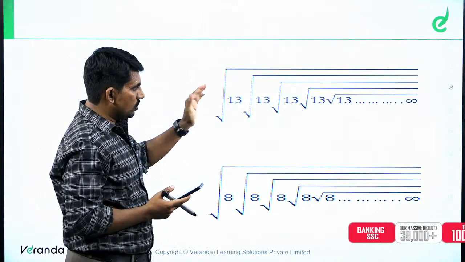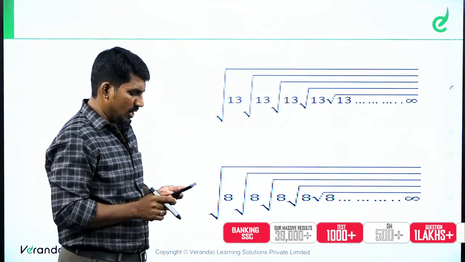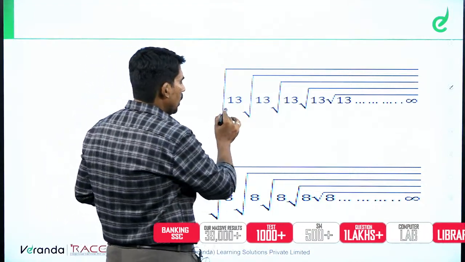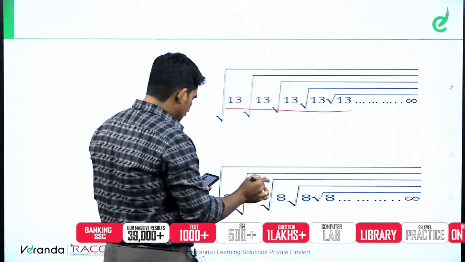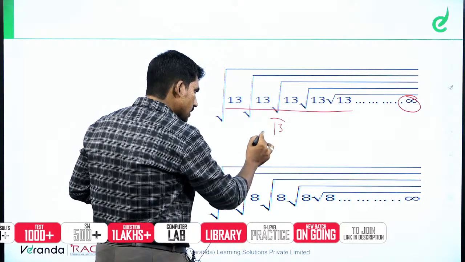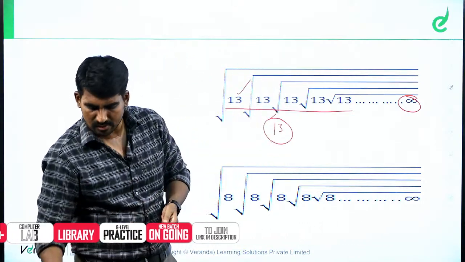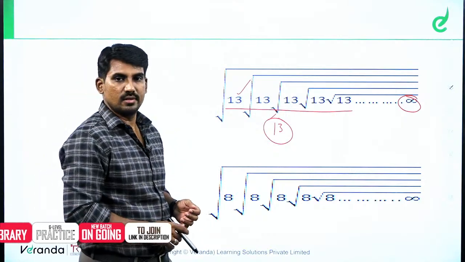Root 13, infinity given, right? Infinity given. Therefore, root of, completely product given. Finally, infinity given. Therefore, what is the answer? 13 is the answer. The same number is the answer. That's all. Same number is the answer, right?